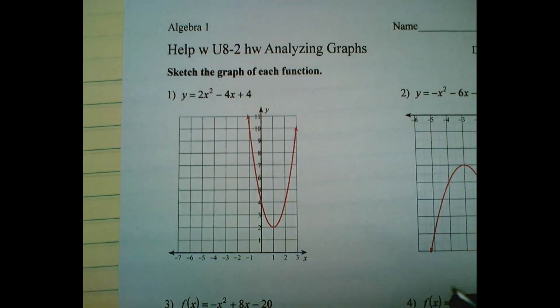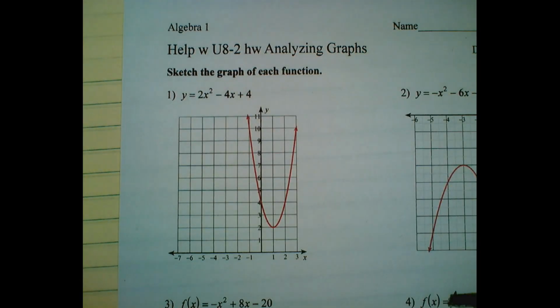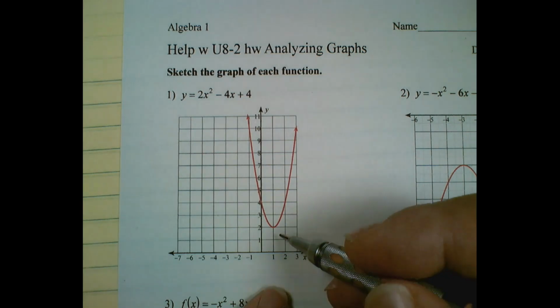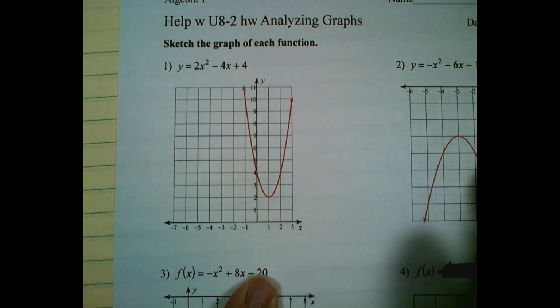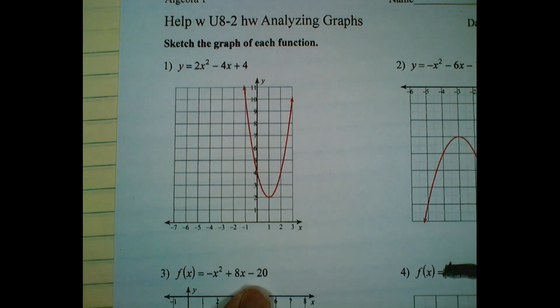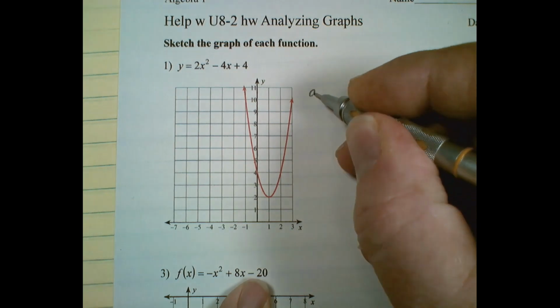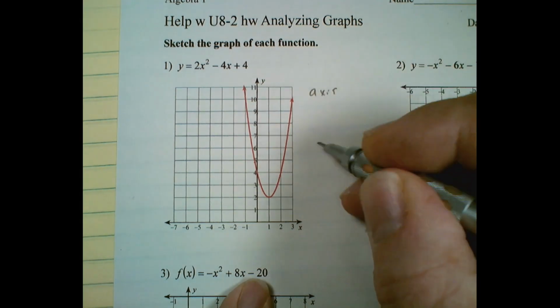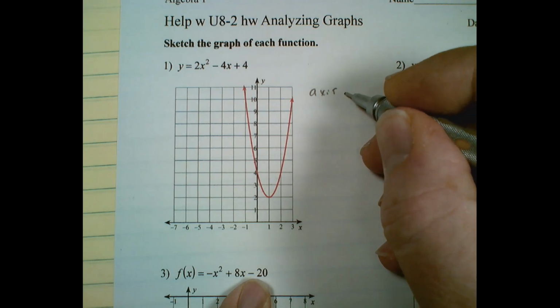Okay, so right now we want to look at analyzing a graph. So this has already been graphed for us, and here is the equation. So I want you to look at that and see if you can determine what is the axis of symmetry. So you might need to pause that for a moment and tell me what the axis of symmetry is for this. Just want to know the axis. You don't have to graph this or anything, write it down, just think about it. What's the axis of symmetry?